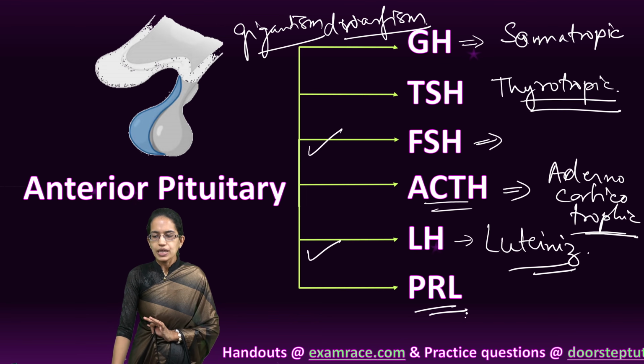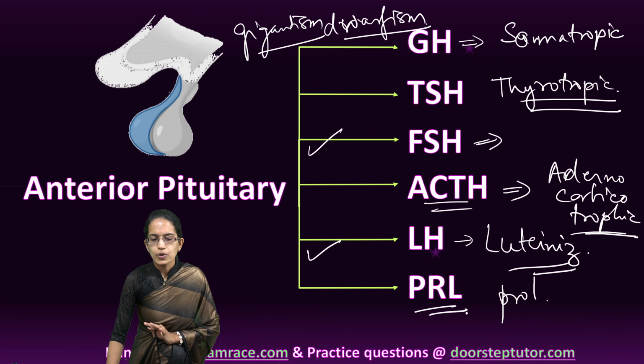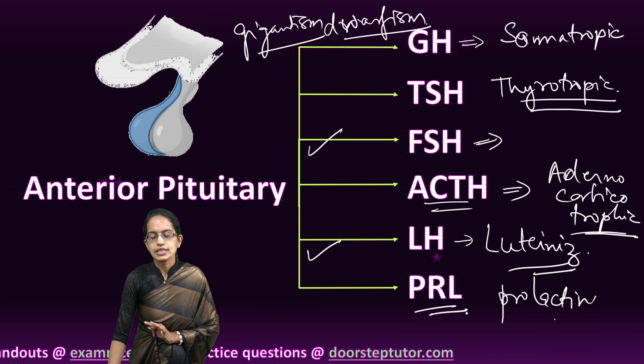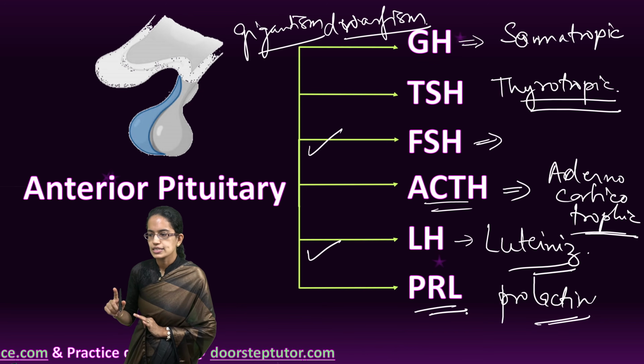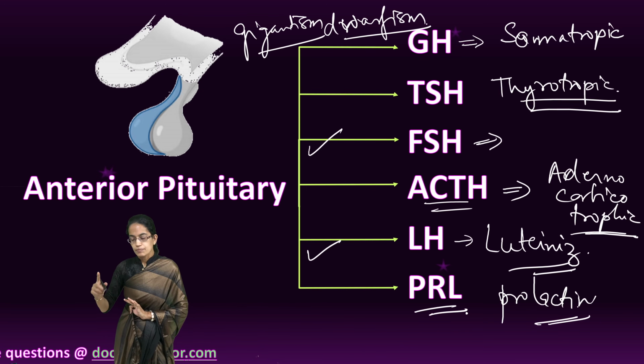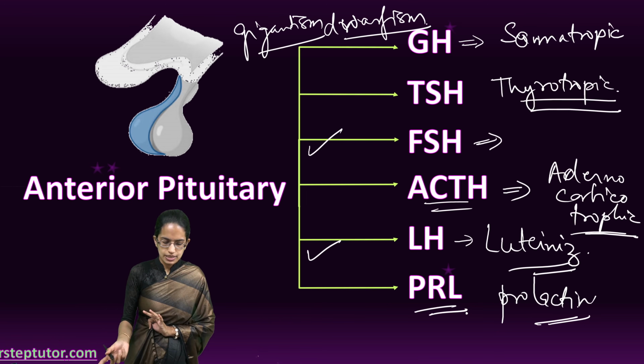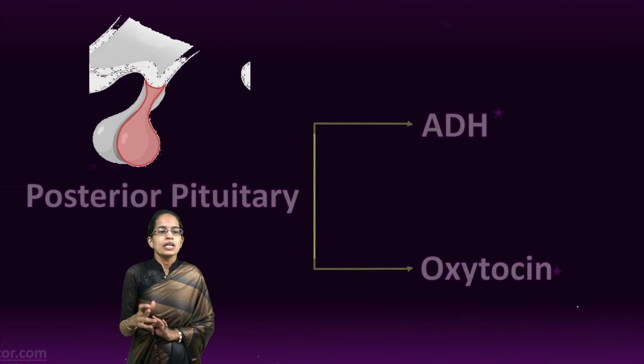The next is PRL, prolactin. Prolactin is the lactogenic hormone, and this is responsible for the mammary glands during pregnancy and even after childbirth.